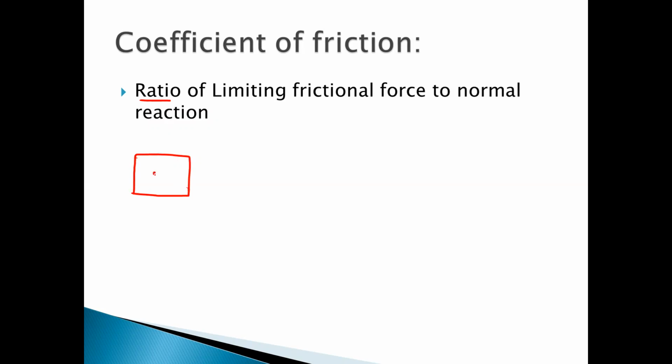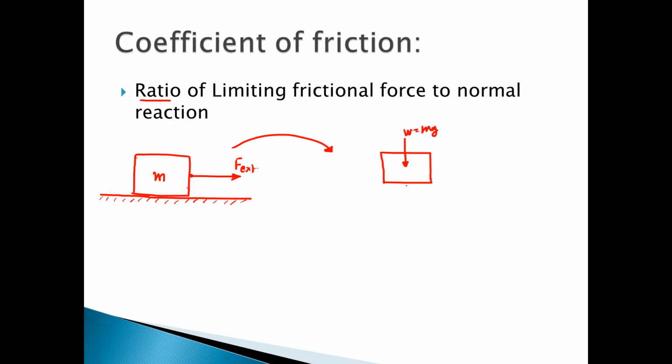suppose we have one object and this object is resting on the ground like this, and we are applying some external force, which is F or F external. Okay, and if you draw the free body diagram for this object, then in this free body diagram your first force will be the weight force, which is W equal to mg. Then there will be a normal reaction offered by this surface on the block. This normal reaction is N and it is exactly perpendicular.